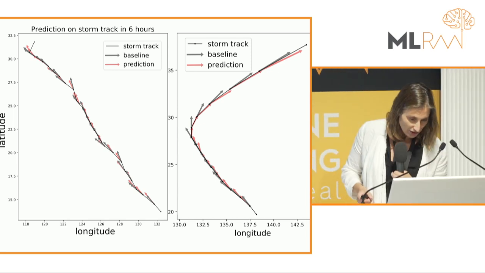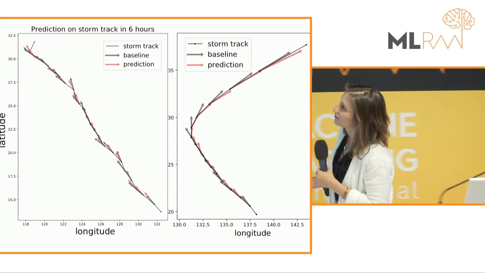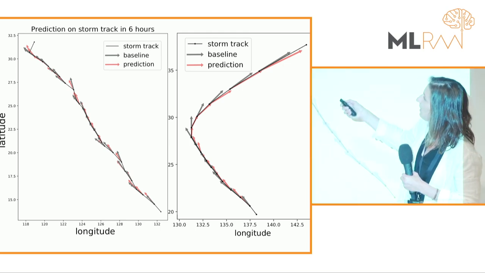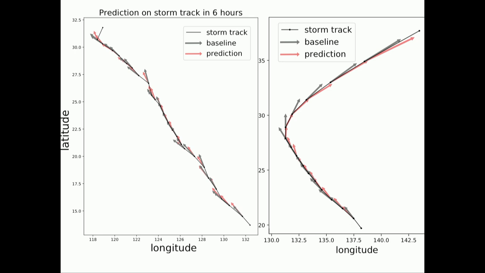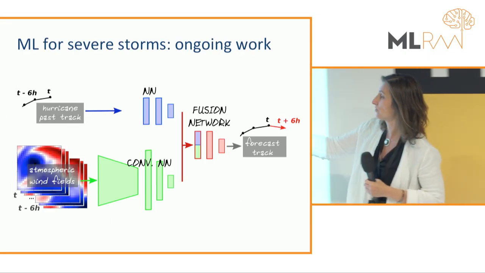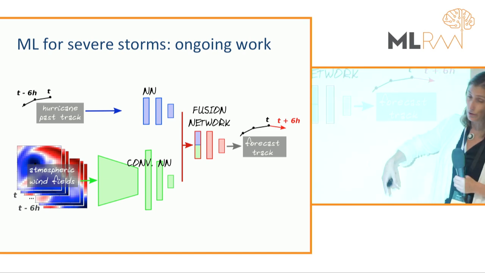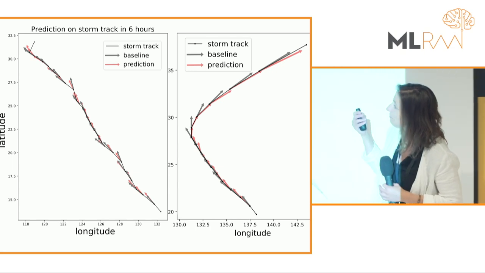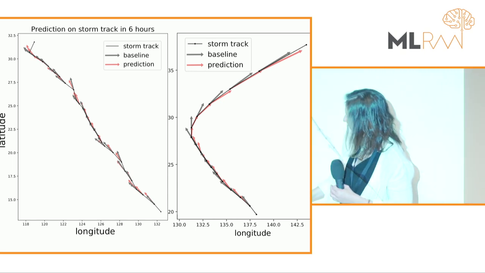You can drill down and look at some of the predicted tracks. Here's an actual storm track in black. The baseline is just saying that the displacement for the next 6 hours will be in the same direction, and will end up the same as the displacement from the previous 6 hours. And that's actually one of the features that's input to the whole neural network. So the baseline is one of our features. Often our prediction is better than that.